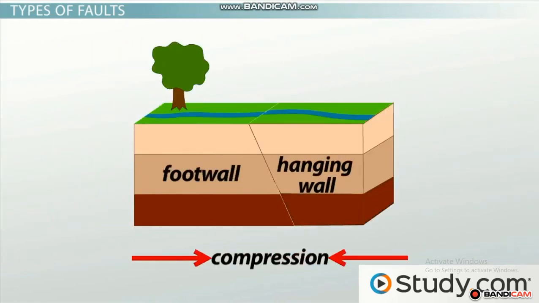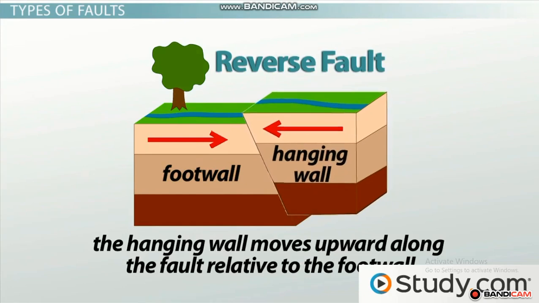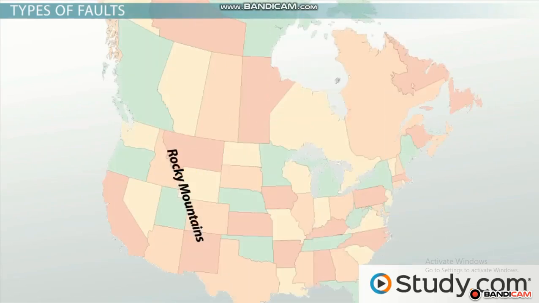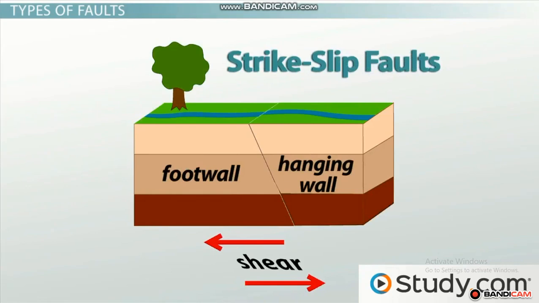Compressional stress, meaning rocks pushing into each other, creates a reverse fault. In this type of fault, the hanging wall and footwall are pushed together, and the hanging wall moves upward along the fault relative to the footwall. This is literally the reverse of a normal fault. The Rocky Mountains, the Canadian Rockies, and the Appalachian Mountains are all examples of the types of features created by reverse faults.